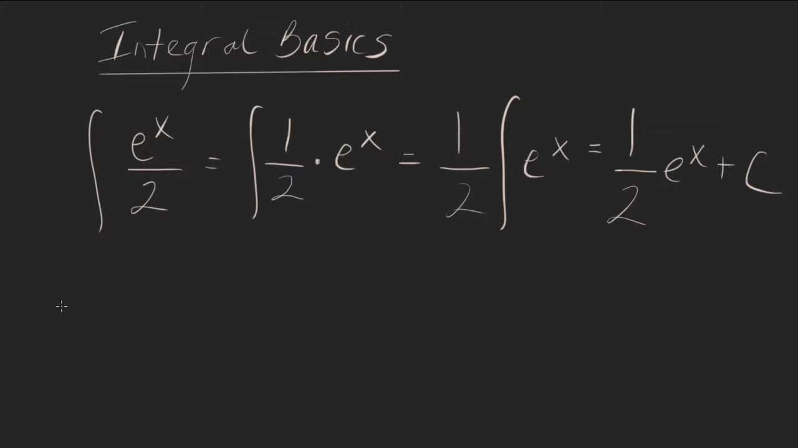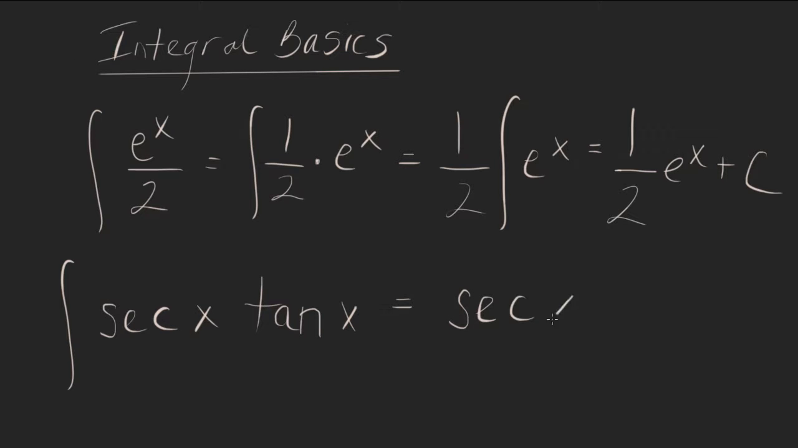Here's one that you're going to need to know. Looking for the integral of secant x tangent x. Secant x tangent x. That should ring a bell. That's actually one of our common trig derivatives. So you may remember that the derivative of secant x is secant tan. So that would mean that the integral of secant tan is going to be secant x plus c. Always have to have that constant at the end.